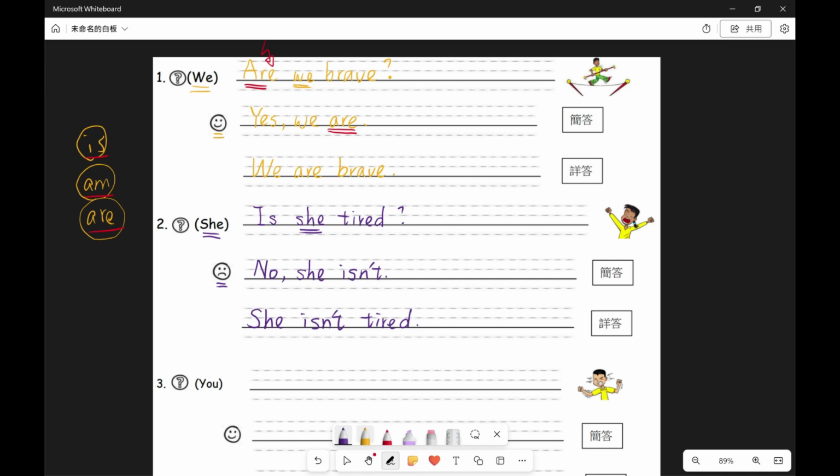Let's try something else. How about if I change the person from she to Kate? Then I have to use the word Kate in a question. So it's not is she anymore. It has to be is Kate. But careful, since Kate is a name, so K is always a big letter. So is Kate tired? That's how you write it. And Kate is a lady, so it's the same. No, she isn't. She isn't tired. How about if I change Kate to somebody like John?